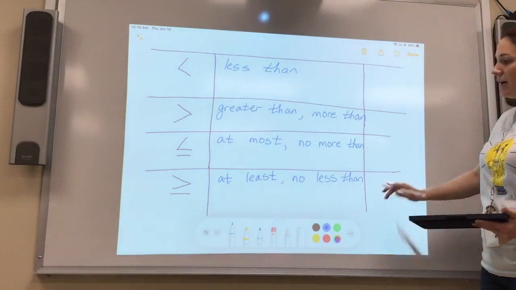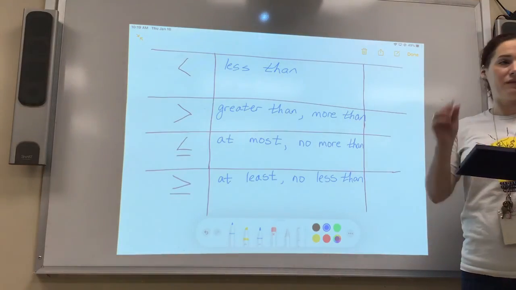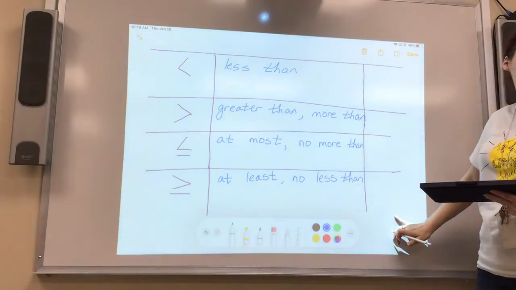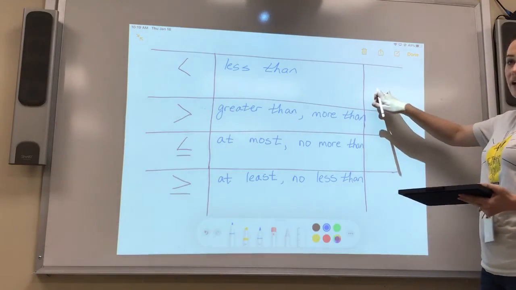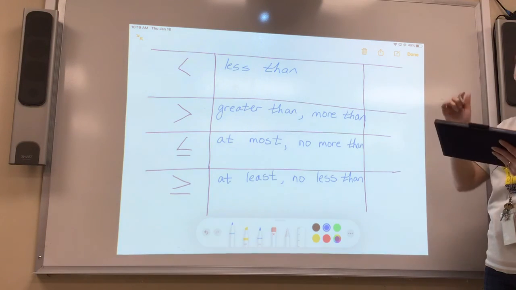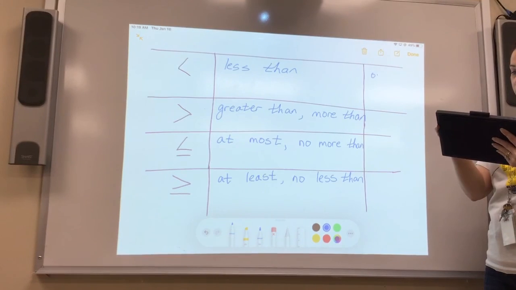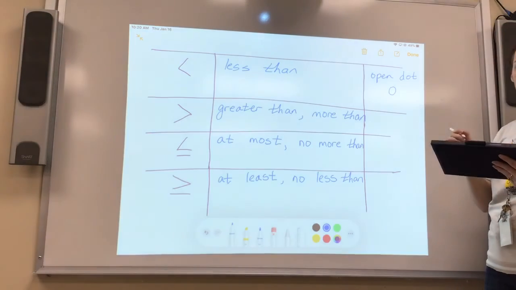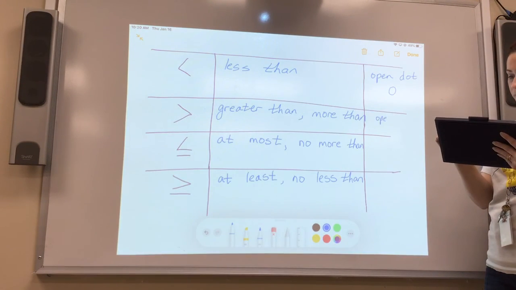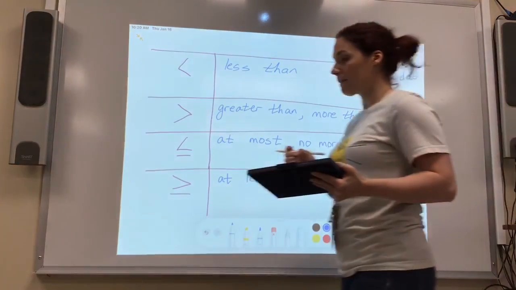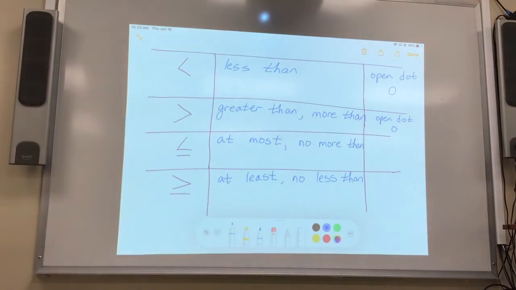In the last column, I want to put which one you use for each of these symbols, since on the number line you have to do a filled in circle for some, but an open circle for others. So if you have a less than, do you do a filled in dot or an open dot? Open dot, because there's no equal to. Okay. Open dot for less than. What about greater than? Open dot. And then what about the last two? Both closed dots.